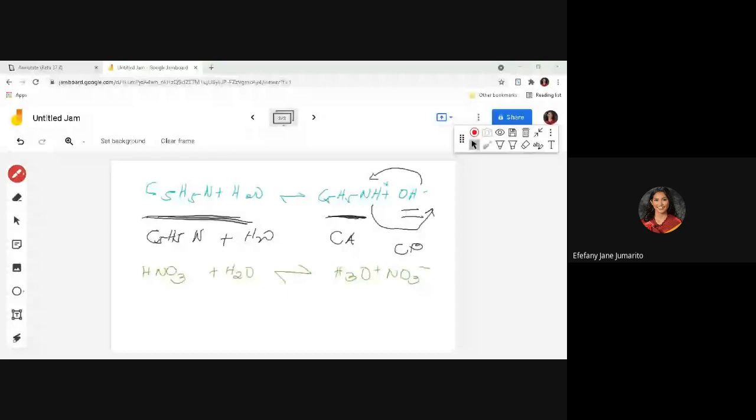Okay, Angeline, do you agree that the acid is HNO3? Okay, so this is your acid. Now, unsa ni siya? Strong acid or weak acid? Strong, ma'am. Okay, so that is a strong acid.